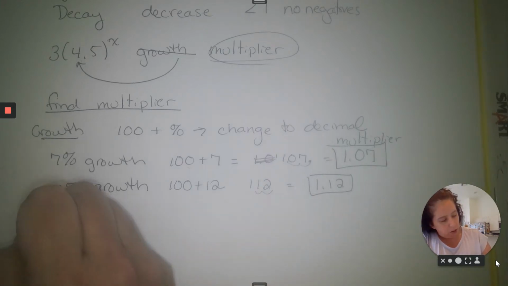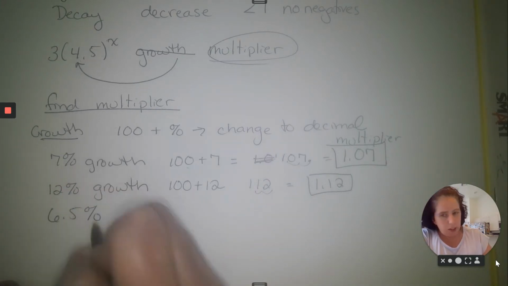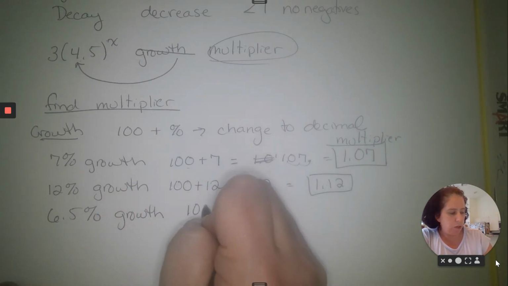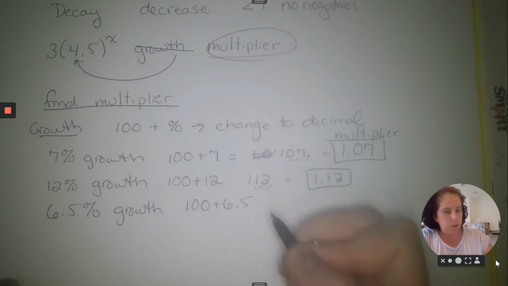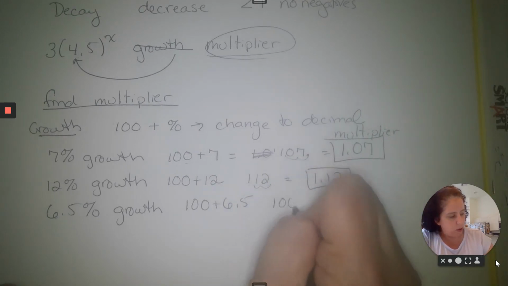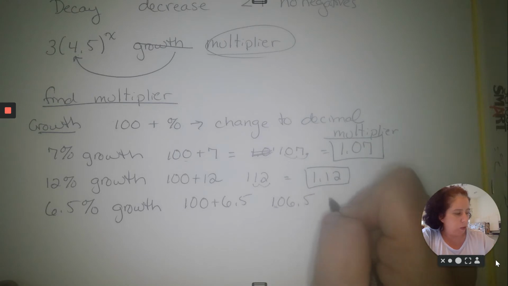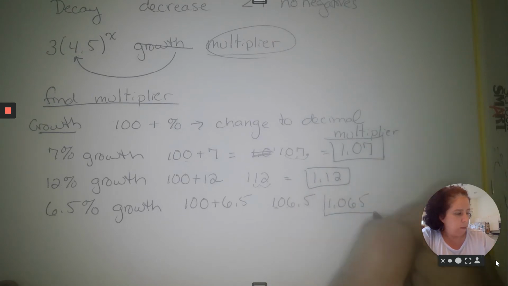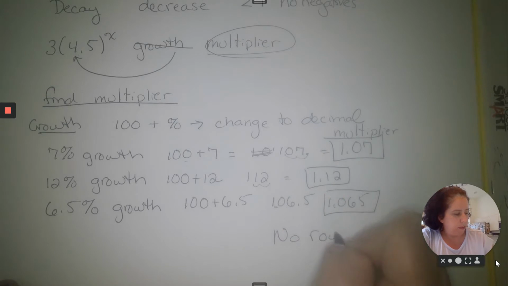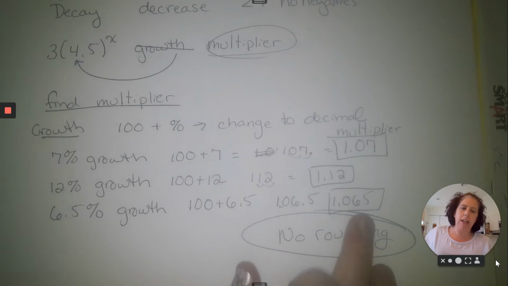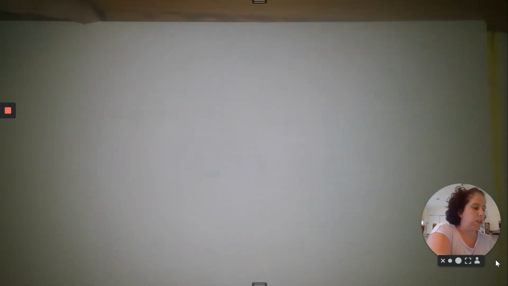All right, and then let's do one with a decimal. 6.5% growth. A lot of times you guys are going to have decimals with these, so I just want to make sure we've got this. So 100 plus 6.5 is 106.5. Don't round, no dropping off these decimals, guys, we need them. So 1, 2, it's going to put the decimal right over here, so it's 1.065. No rounding. Don't ever round that. You have to keep all the numbers there. They might be annoying, but if you don't put them there, you're going to change the answer.